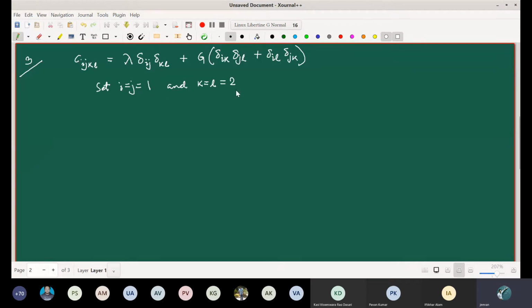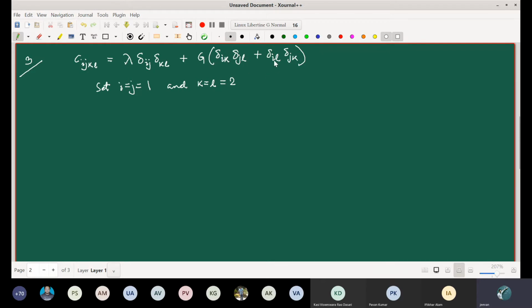As long as they are different, it is going to work. Why is it going to work? Because you see in this term, if you choose these particular things, then this one will be 1, this one will be 2.